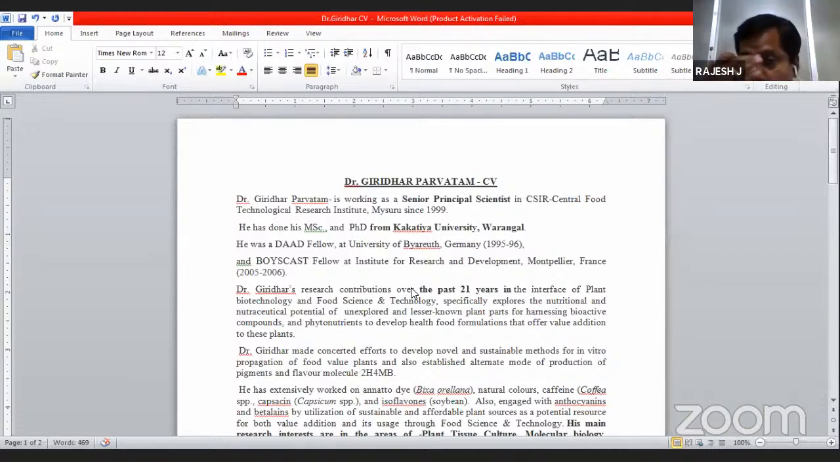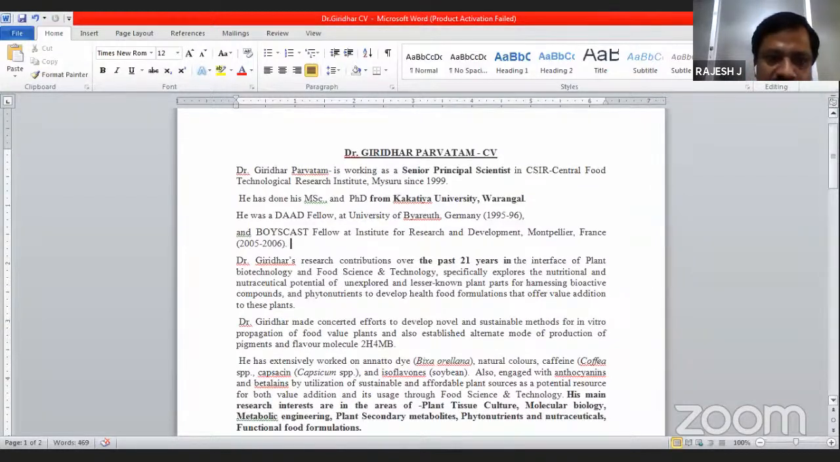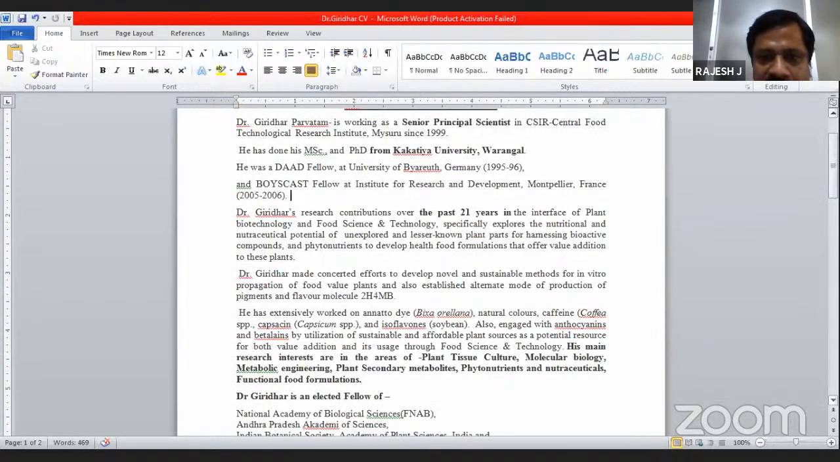If you have a look at Dr. Giridhar Parvatham, he is working as a senior principal scientist at CFTRI Mysuru since 1999. He did his MSc and PhD from Kakatiya University, Warangal, and he was a DAAD fellow at the University of Bayreuth, Germany, from 1995 to 96, and also a Boyscast fellow at the Institute for Research and Development, Montpellier, France, during 2005 to 2006. He has been in the area of research, especially plant secondary metabolites and some other quite interesting molecules, for the last 21 years.